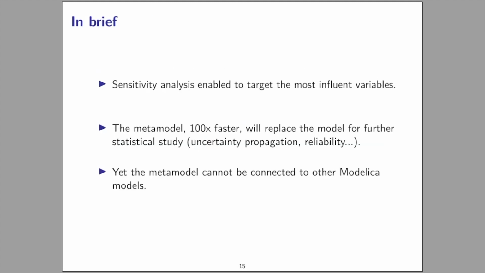So, till here, in brief, we have seen that sensitivity analysis has enabled us to target the most influential variables. We have created a metamodel that is 100 times faster than the Modelica model. And this metamodel can replace the model for further statistical study, such as uncertainty propagation, reliability, and so on. So this metamodel can be used for statistical study, yet it cannot really be used in the Modelica environment. It cannot be connected to Modelica models.